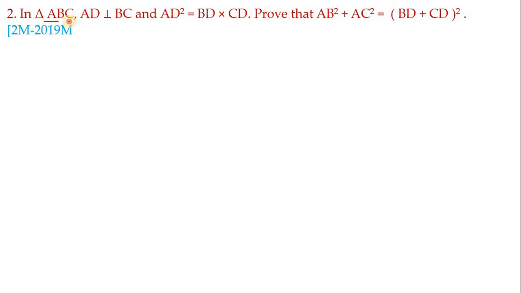In triangle ABC, AD is perpendicular to BC and AD square is equal to BD into CD.